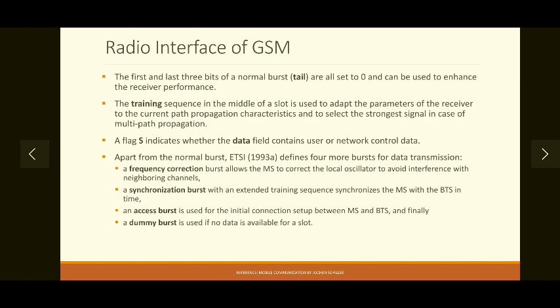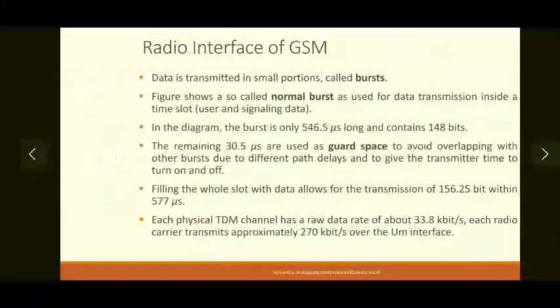As I said, there are other bursts or other formats of data transmission as well. One such format is the frequency correction burst.